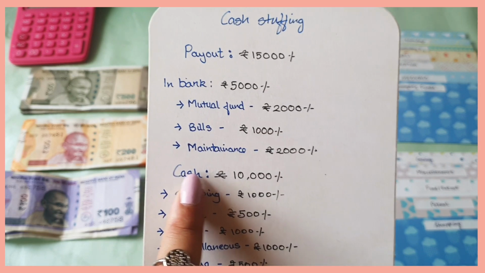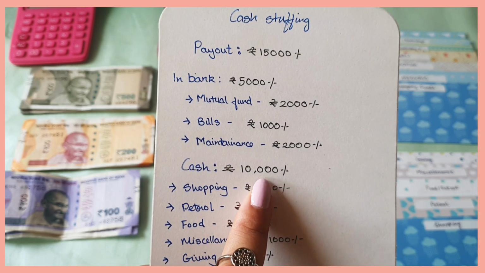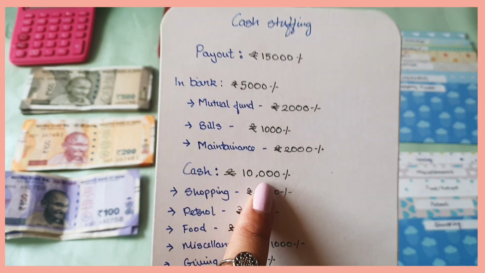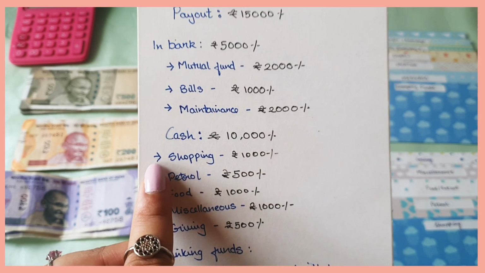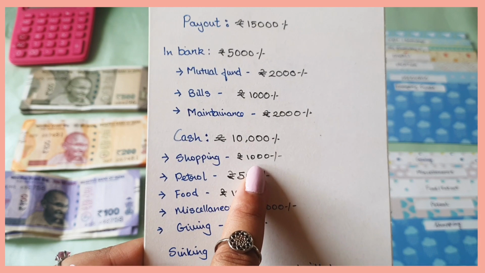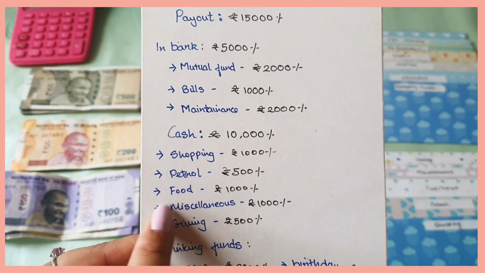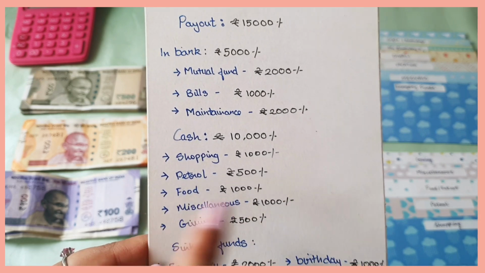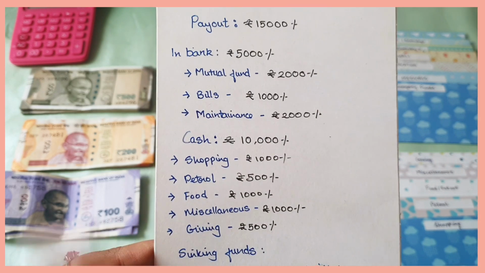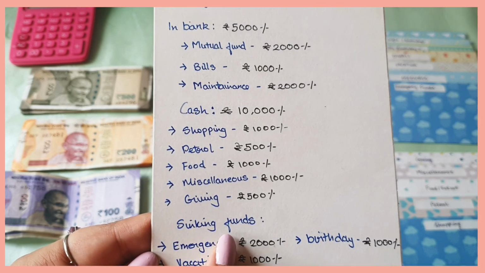Now next comes cash, the actual cash that we'll be stuffing today. I have withdrawn 10,000 rupees. It will differ according to your house, and these are my breakdown categories like shopping, petrol, food. For you it can be groceries. If you have a child, it can be his name, because of course he'll also need some other things. So one by one we'll be doing that.